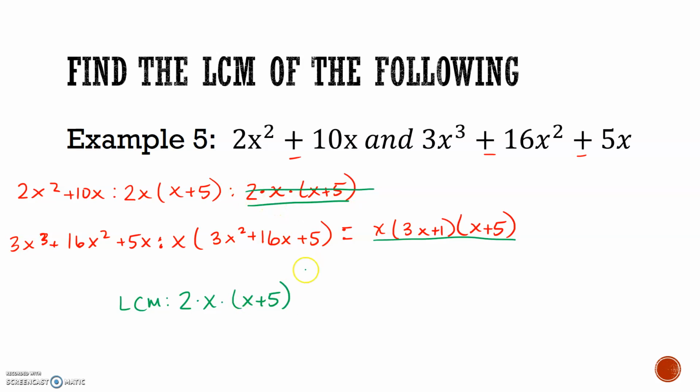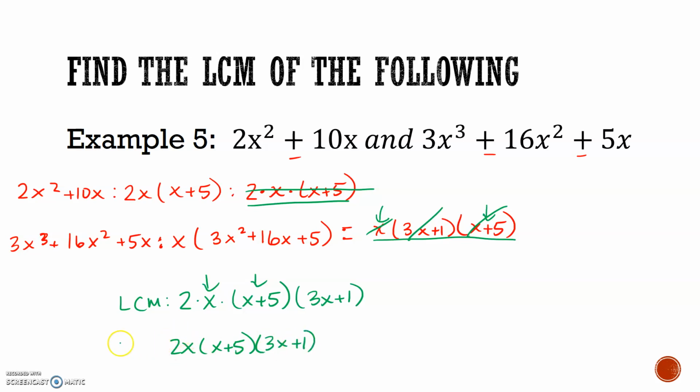So I have all of this written down. This x is right here, I don't need it. 3x plus 1, I do not have, so I need a 3x plus 1. Now I have it. And this x plus 5 is right here, so I don't need it. So here's your least common multiple: 2x times x plus 5 times 3x plus 1.